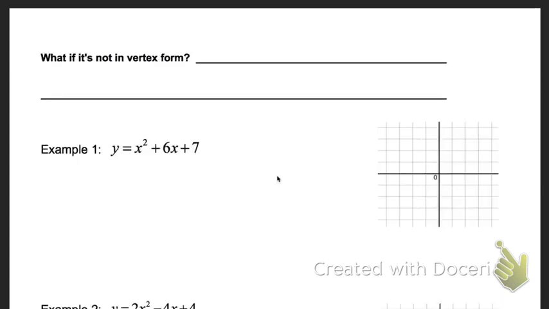What if it's not in vertex form? Then you don't have to do the problem. Yay! That's so funny, David. You're hilarious. No, we're going to complete the square. I forgot how to do that completely entirely. Good thing we're going to go over it.